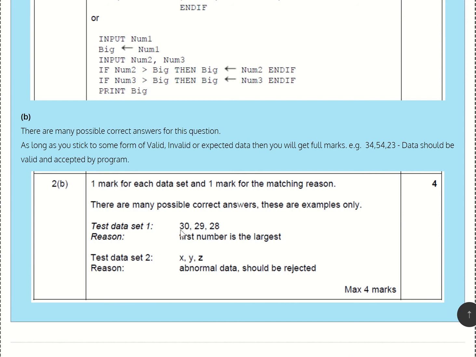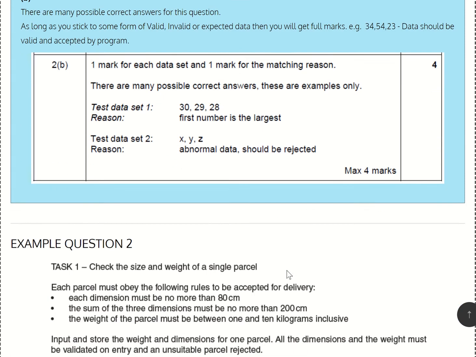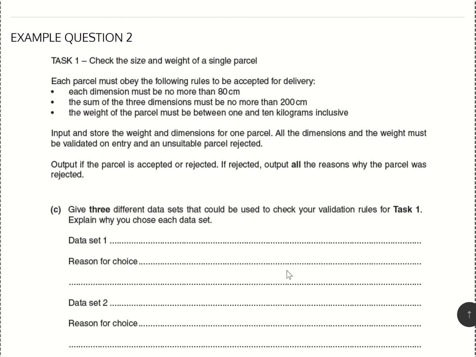First one could be 30, 29 and 28. These are all numbers, and these aren't letters or anything. And the first number is the largest, so that would be printed. And the second test data, x, y and z, are letters and are called abnormal data and should be rejected. Okay, next question.